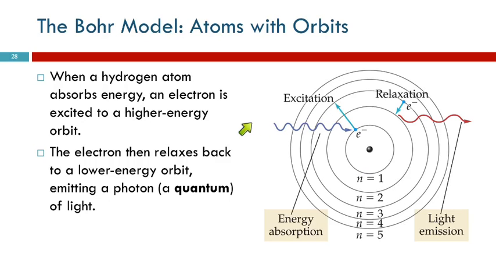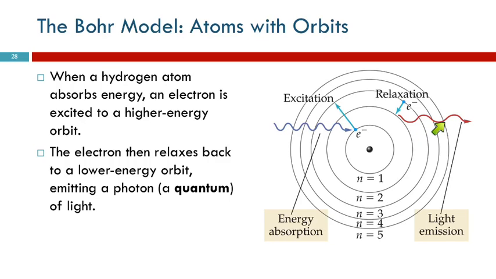So here we have energy coming in. There's our electron in the lowest energy state, and it is excited up to a higher energy orbit. That's not stable. It will relax back. It can relax down to the next level. So it went up to n equals 3. It could relax back to n equals 2, or it could relax all the way back to n equals 1. When it does that, it releases the energy that it absorbed in the form of light.